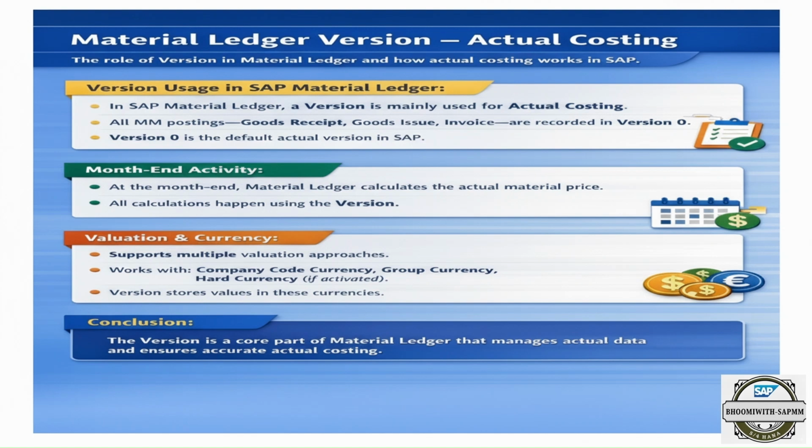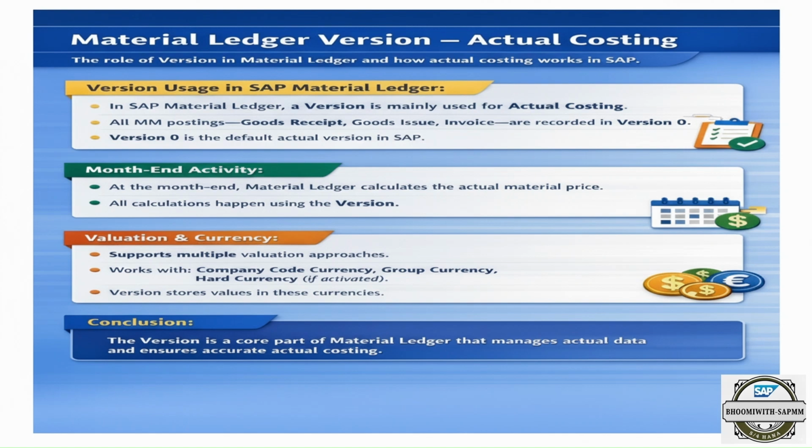The role of version in material ledger. In SAP material ledger, a version is mainly used for actual costing. All postings, goods receipt, goods issue, invoice, are recorded in version 0. Version 0 is the default actual version in SAP. Next, month end activity. At the month end, material ledger calculates the actual material price. Second, all calculation happens using the versions.